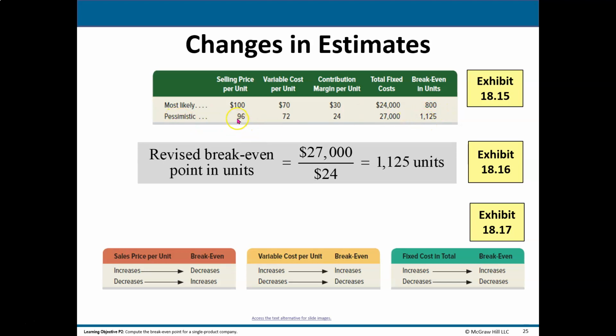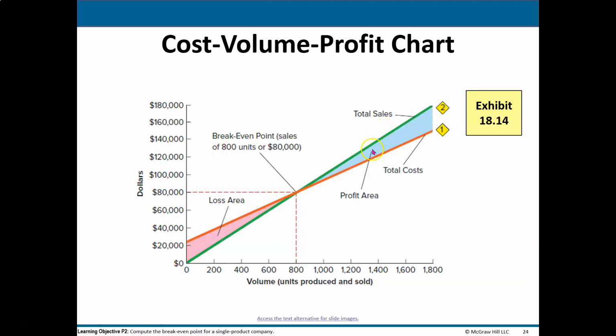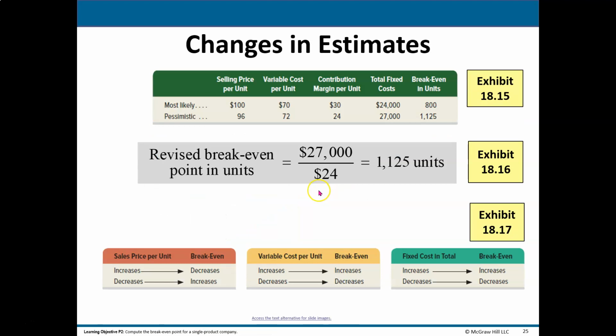If under pessimistic circumstances, my selling price per football decreased and I had to increase my variable cost per unit and my total fixed cost increase, then this point would shift upward here. So that's how we can handle changes in estimates.